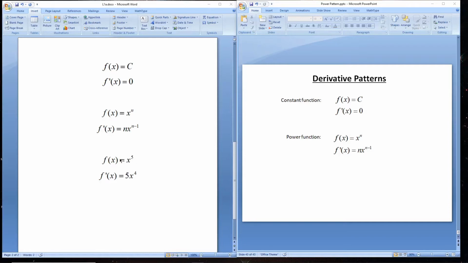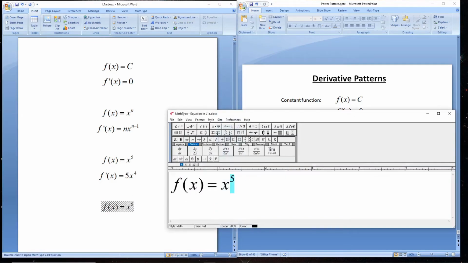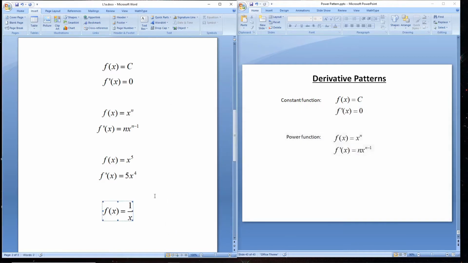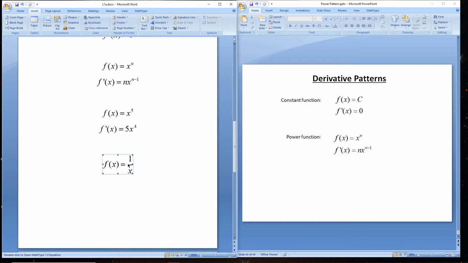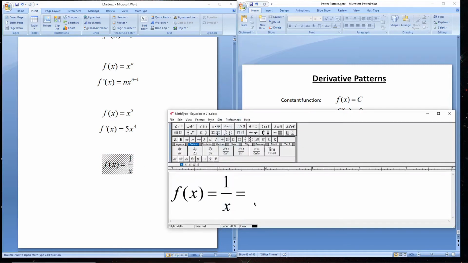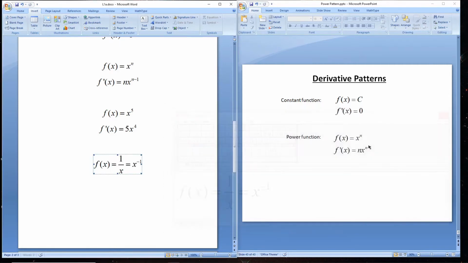So your ability to deal with exponents is going to be very important algebra knowledge for you here because of a problem like this. What is the derivative of 1 over x? Well, remember, 1 over x we can write as x to the minus 1, which means this is a power function. It is x raised to a power, and that's our pattern.